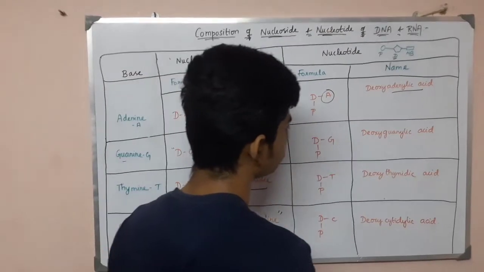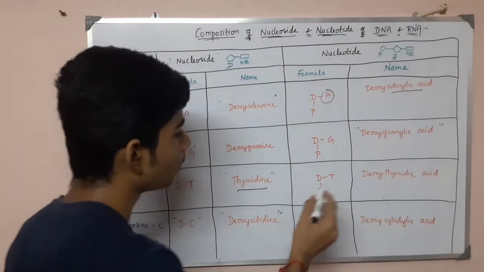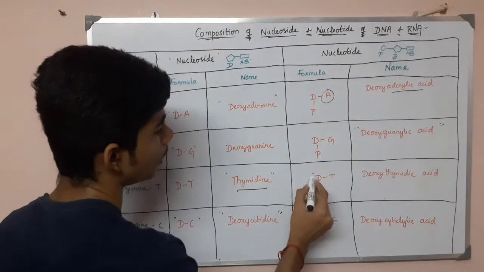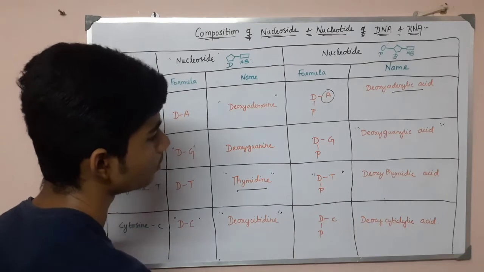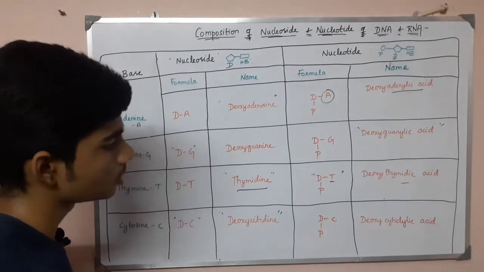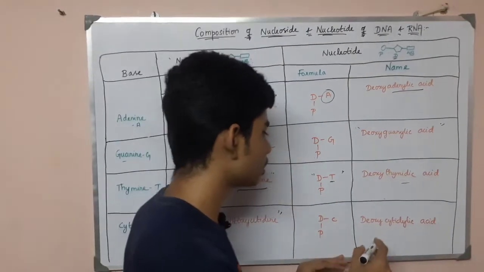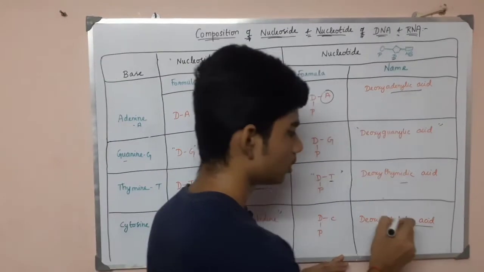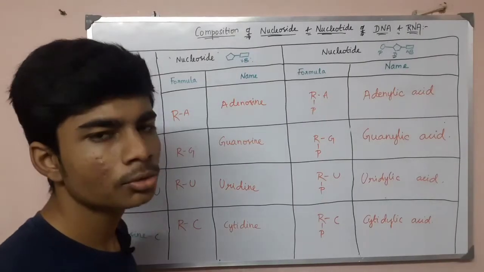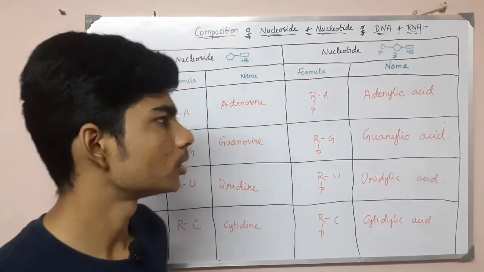and the combination of guanine, deoxyribose sugar and phosphoric acid will be deoxyguanylic acid. The combination of deoxyribose sugar, thymine and phosphoric acid will be deoxythymidylic acid. And the combination of deoxyribose sugar, cytosine and phosphoric acid will be deoxycytidylic acid. So these are the nucleosides and nucleotides that are components of DNA.